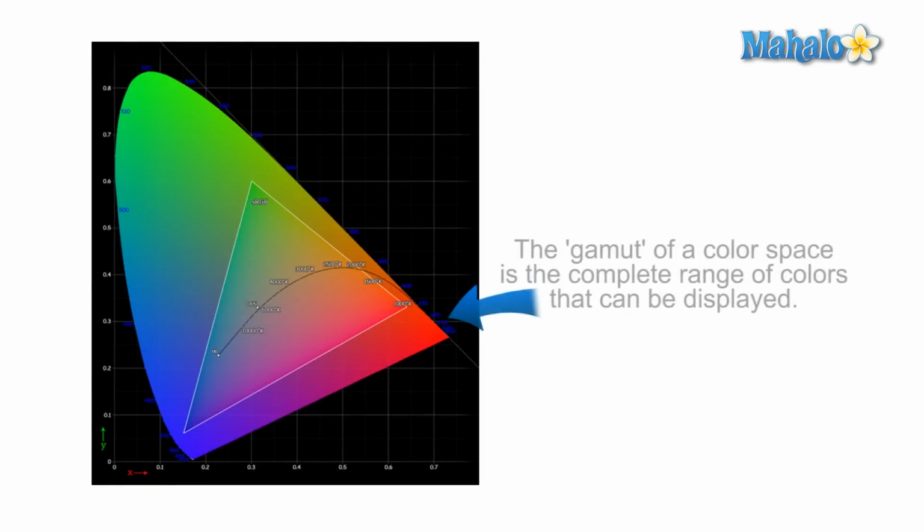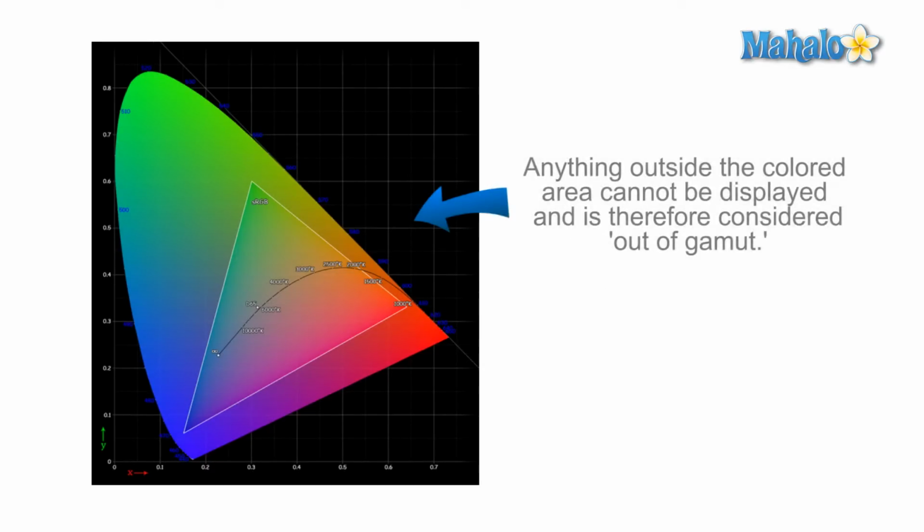When I talk about the gamut of a specific color palette in photography, I'm referring to the total range of colors within that workspace. Therefore, an out-of-gamut warning would indicate when colors are present in our image which the current color space cannot display. Let me show you what I mean.